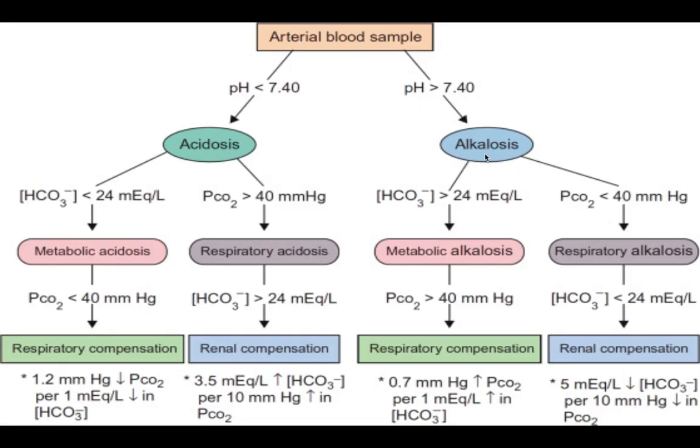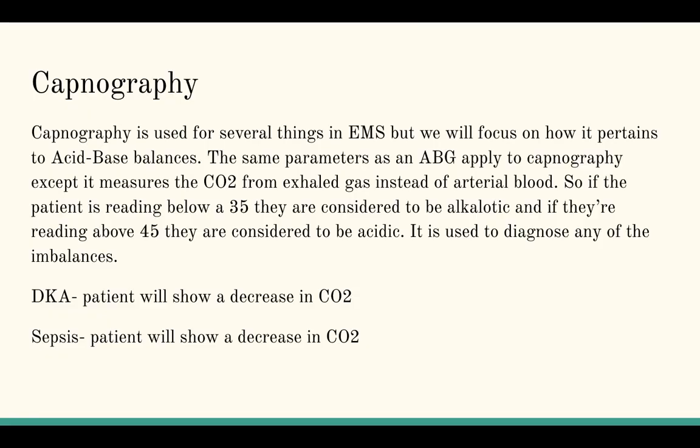Since we don't have access to ABGs, we use capnography, which is used for several things in EMS, but today we'll really focus on how it pertains to acid-base balances. The same parameters as an ABG apply to capnography, except it measures the CO2 from exhaled gas instead of arterial blood. So the same thing: if the reading is below 35, they're considered alkalotic, and if their reading is above 45, they're considered acidic. And it's used to diagnose pretty much all of the imbalances.